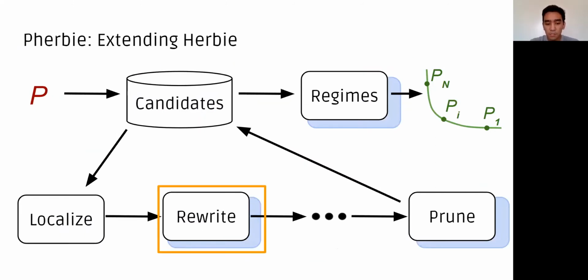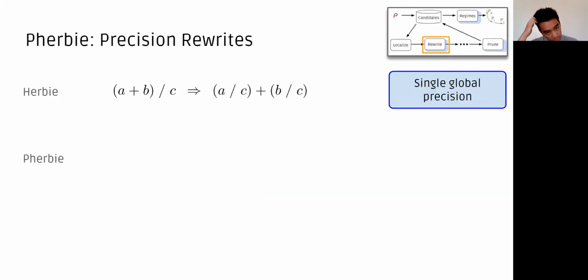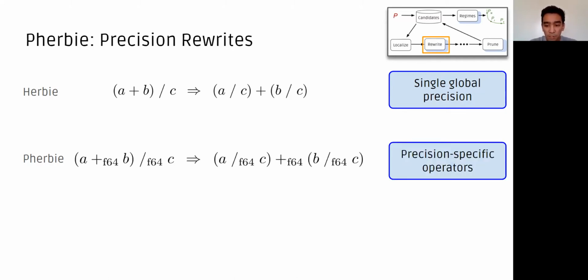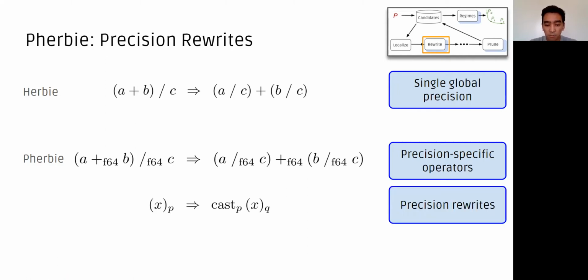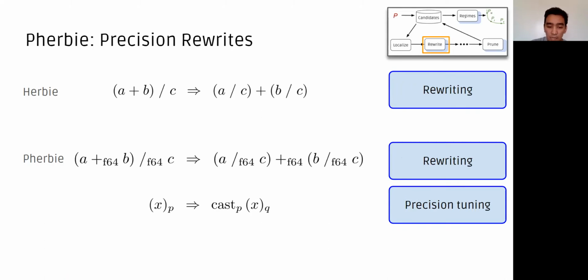And the first one I'm going to talk about is rewriting. So this is an example of a rewrite from Herbie. And the key is Herbie only has a single global precision. That is, if the user specifies double, all these operators produce double precision results. But in Furby, we want multi-precision expressions. So we specify each operator to a particular precision. And this allows us to match expressions based on both operator and type. Now we can introduce a new class of rewrites here called precision rewrites that change the precision of an expression. And these two classes of rewrites implement rewriting and precision tuning within Furby.